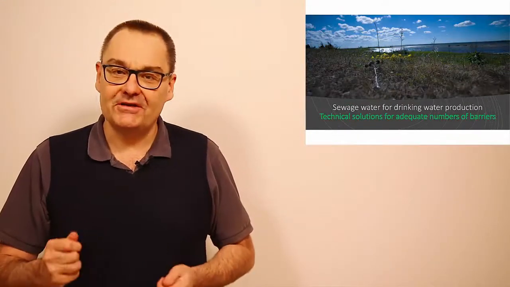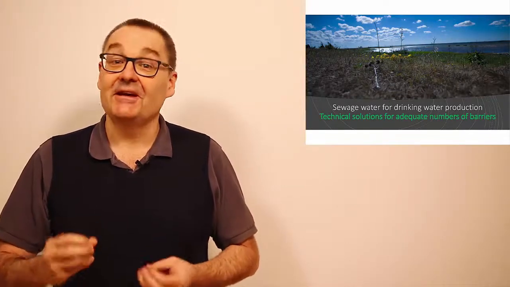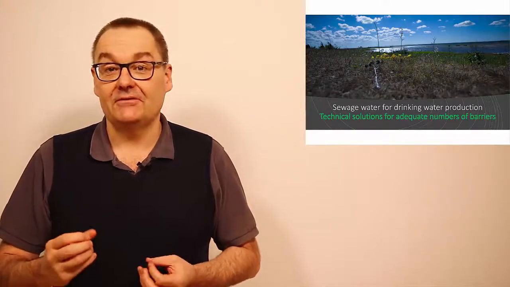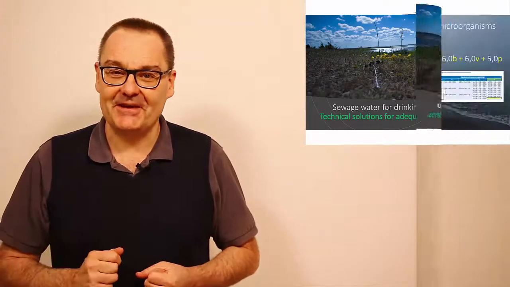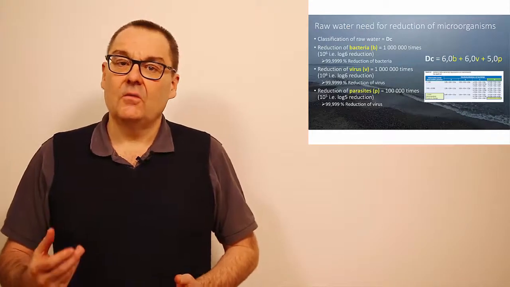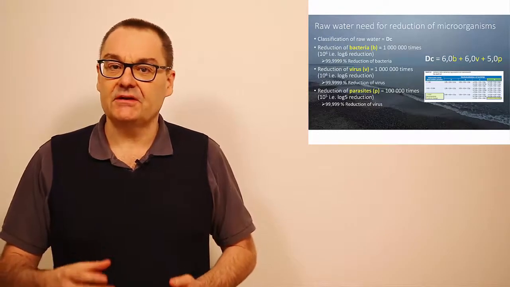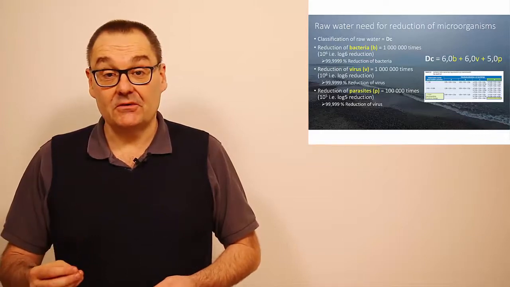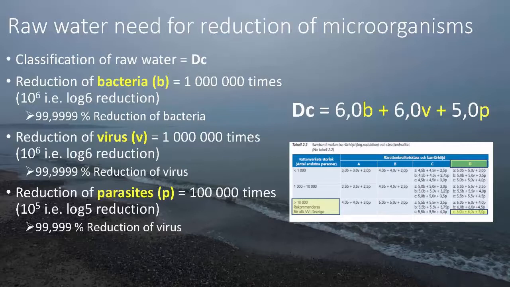Now we're going to take a look at the technical solutions, the process steps in order to achieve the barriers that we need to protect ourselves against microorganisms. So let's have a look at that now. In the last video, we went through what the minimum number of safety barriers would be using the treated sewage water for drinking water production. So let's have a look at what we derived in the previous video.